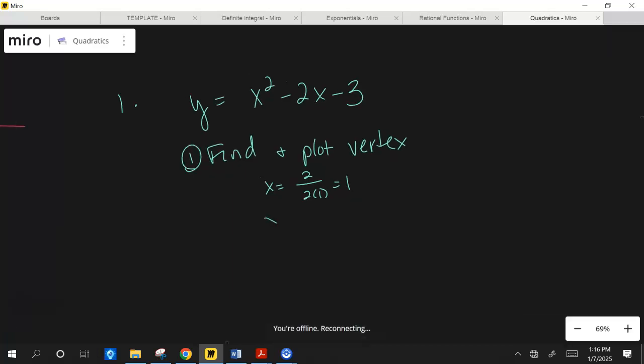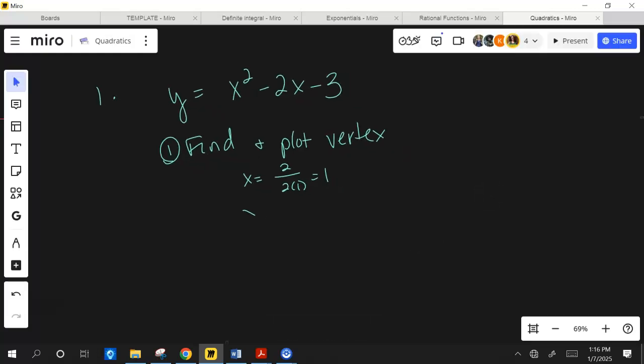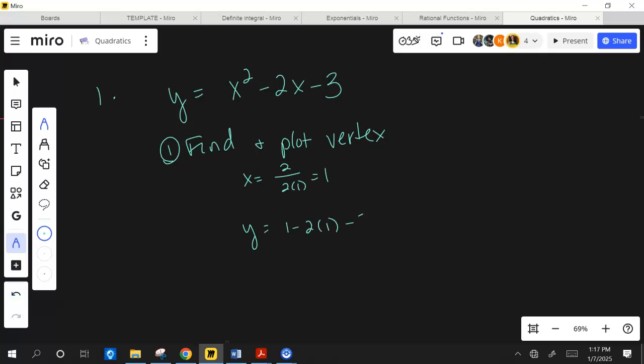Tell me if I make a mistake. So it's just 2 or 0? Where are you getting 0? Plug it in. Oh, because it's an X. Okay. 1 minus 2 minus 3 is -4. So tell me what the point is. What's the vertex? 1, -4.